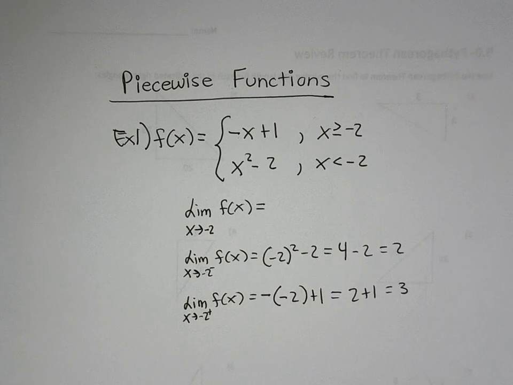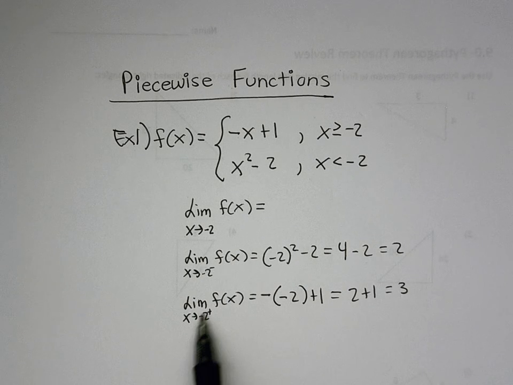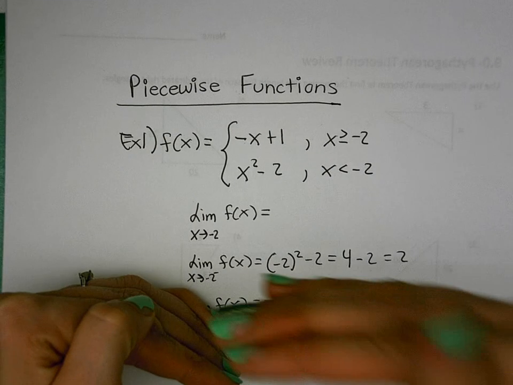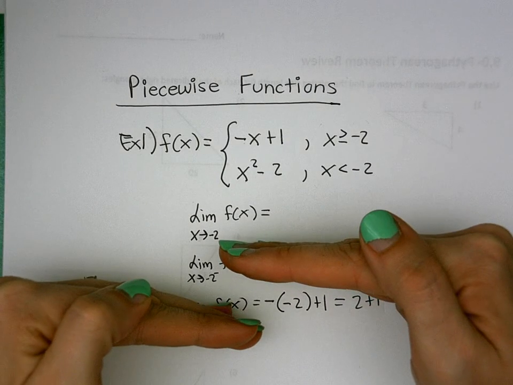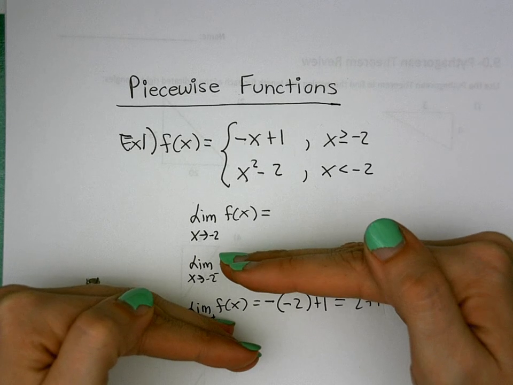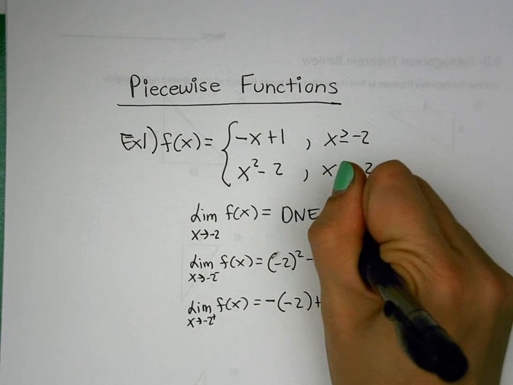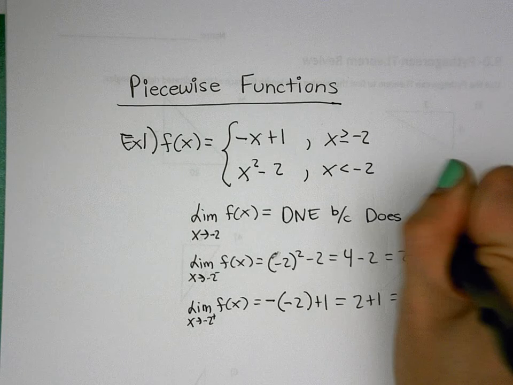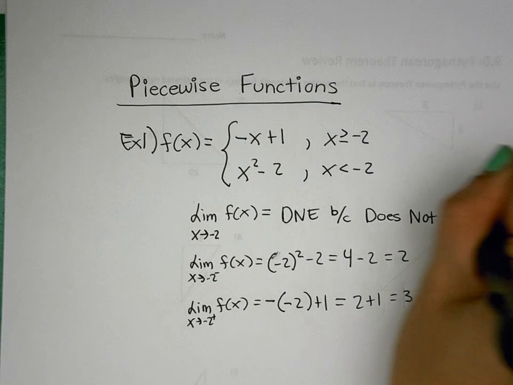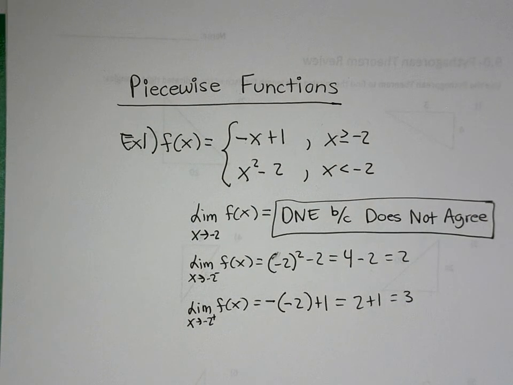Okay, finishing out the problem. Since I'm approaching -2 from the left, and that's 2, and then approaching -2 from the right, and that's 3, picture that graph coming in at 2, coming in at 3. What's my two-sided limit? It would be does not exist because they do not agree. And this is why we need one-sided limits. It helps us with figuring out our two-sided ones at a break in a piecewise. Okay, 2 does not equal 3.